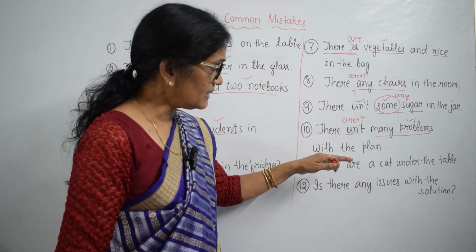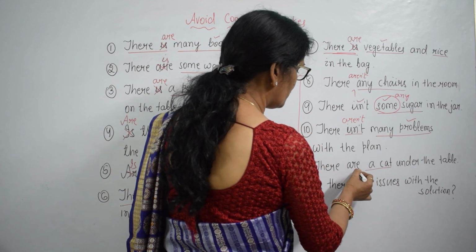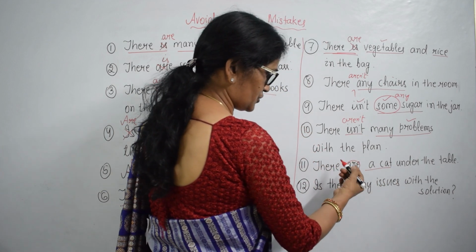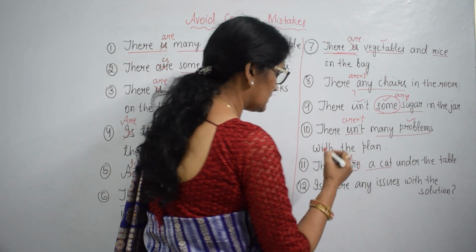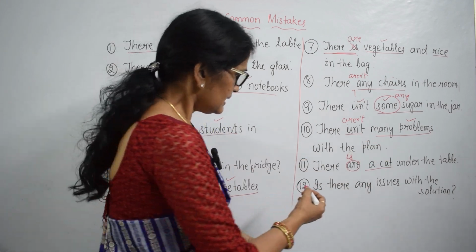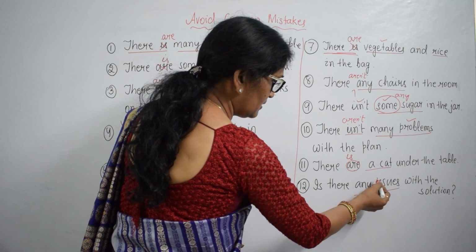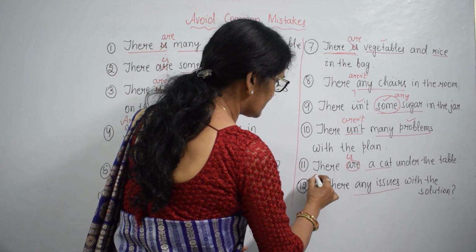"There are a cat under the table." A cat is a singular noun, followed by a singular structure. There is. "Is there any issues with the solution?" The subject, issues, is plural. So it will be are there.